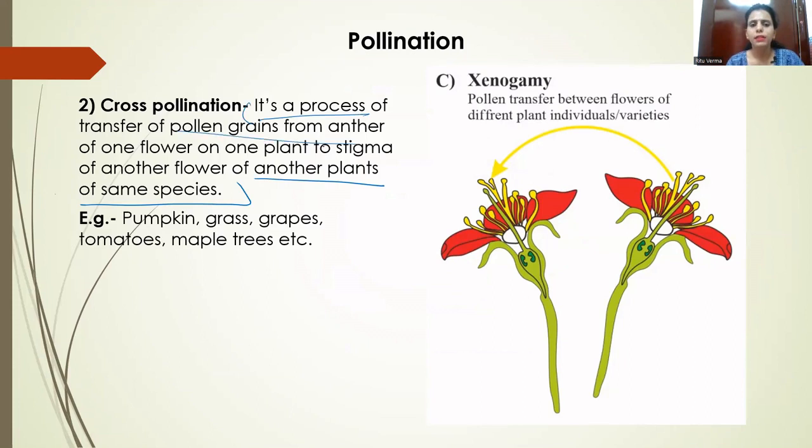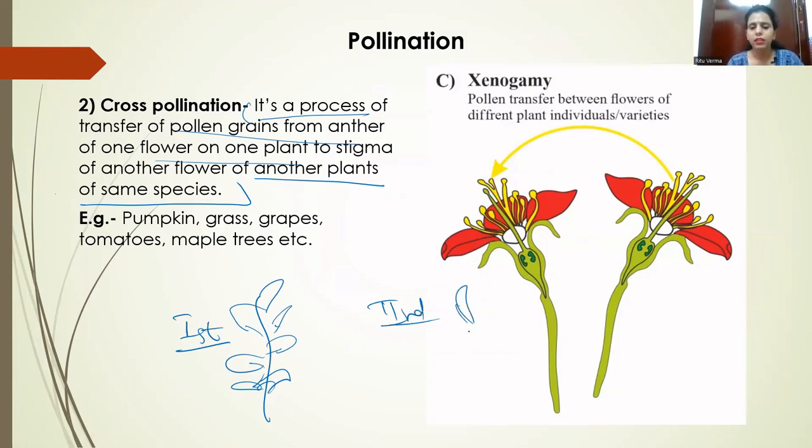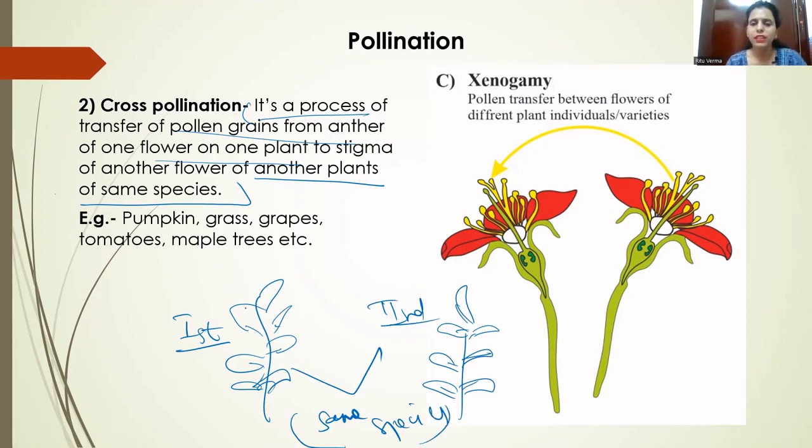Okay. Now for example, you have two rose plants. Maybe this is the first rose plant, and this is the second rose plant. Both of these plants belong to the same species. Now, if pollen grains get transferred from the anther of a flower from the first plant to the stigma of a flower from the second plant, and both of these plants belong to the same species, such a type of pollination is known as cross-pollination.